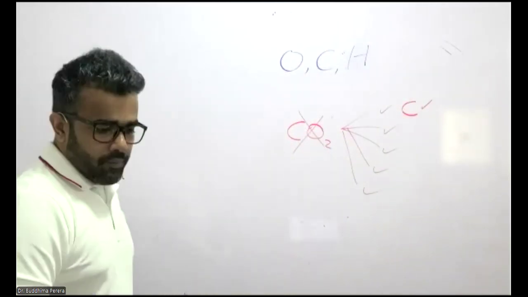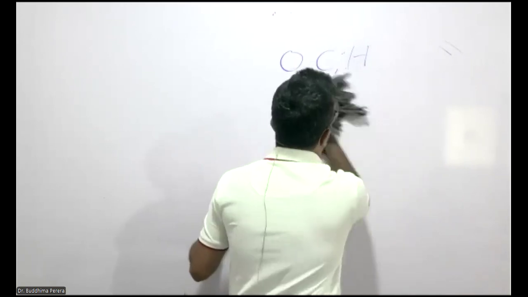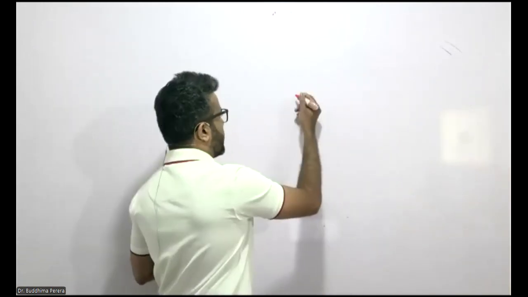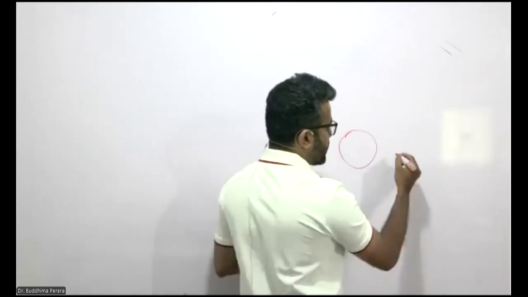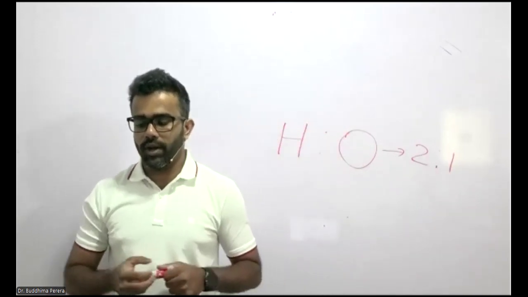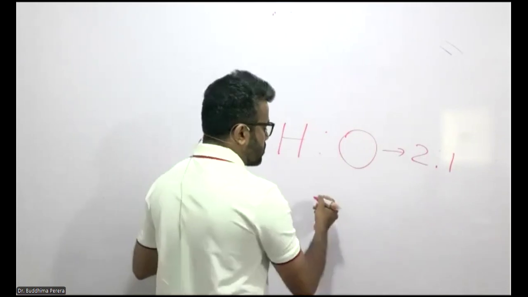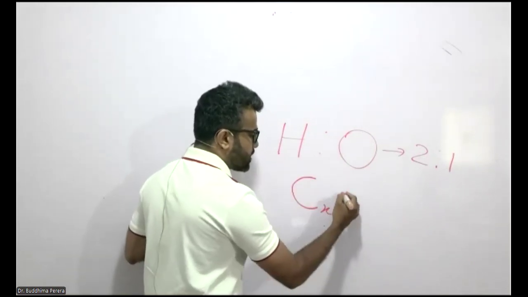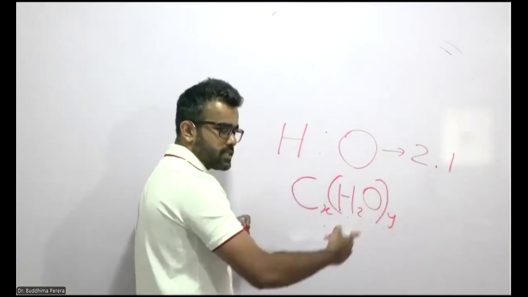Then in carbohydrates, always the hydrogen to oxygen ratio is what? 2 to 1, right? Always 2 to 1. What is the general formula of carbohydrate? It's CxH2O. You have learned this in O level also, right?